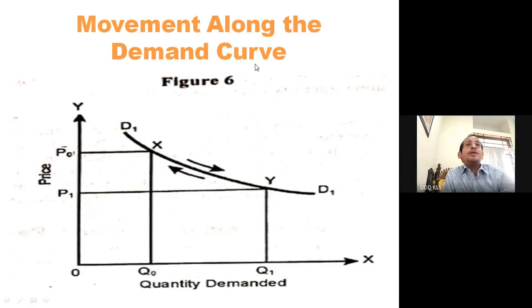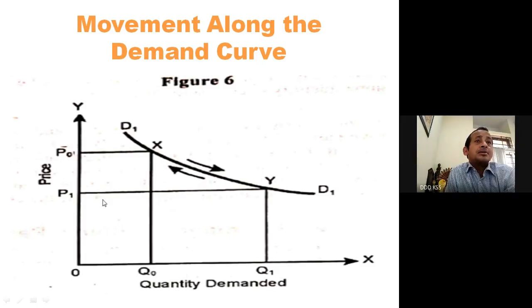Now in the movement along the demand curve, price will play a very active role, and the consumer may be passive, and the consumer will move upward or downward along the demand curve, and this is known as expansion of the demand curve or contraction of the demand. Okay, now how does this happen?